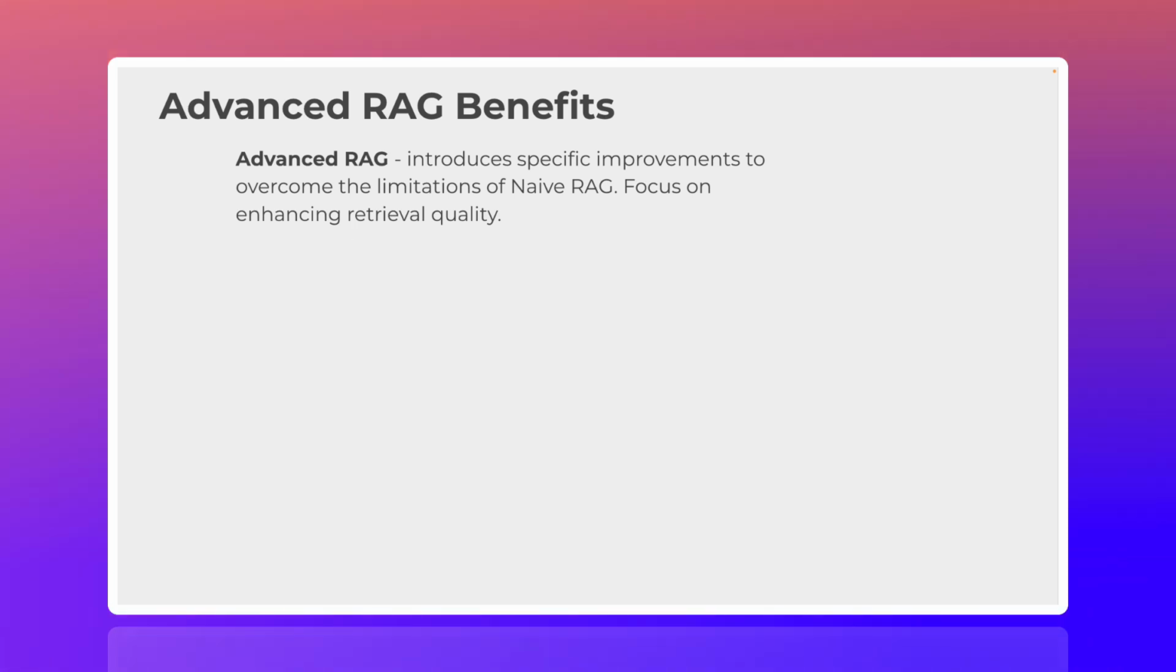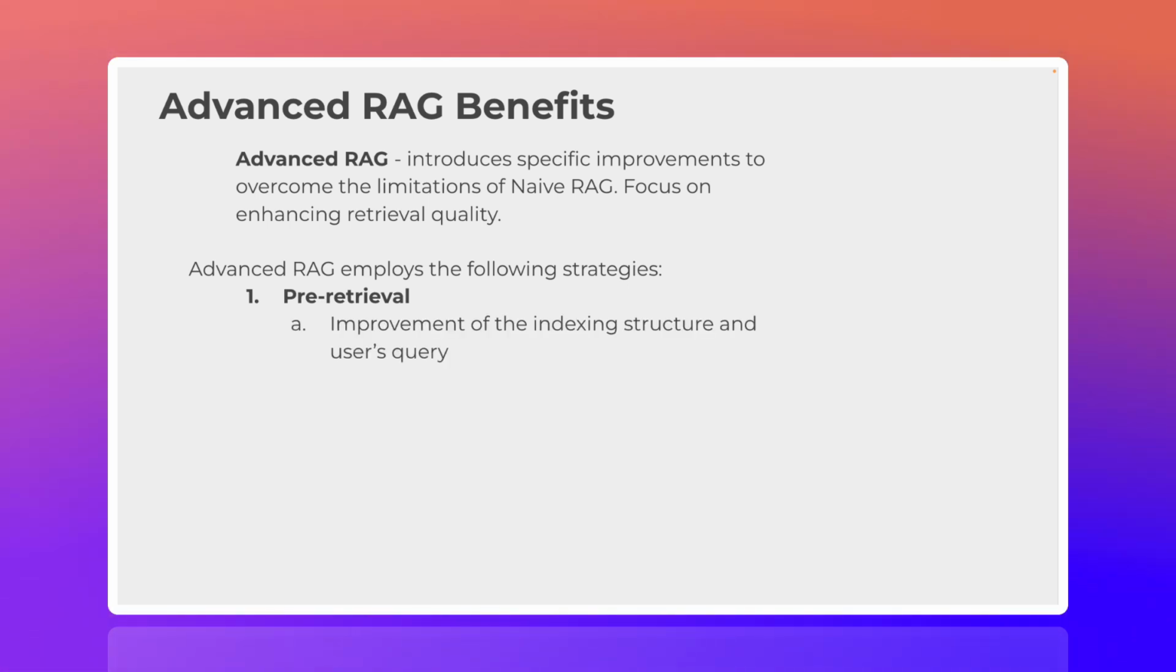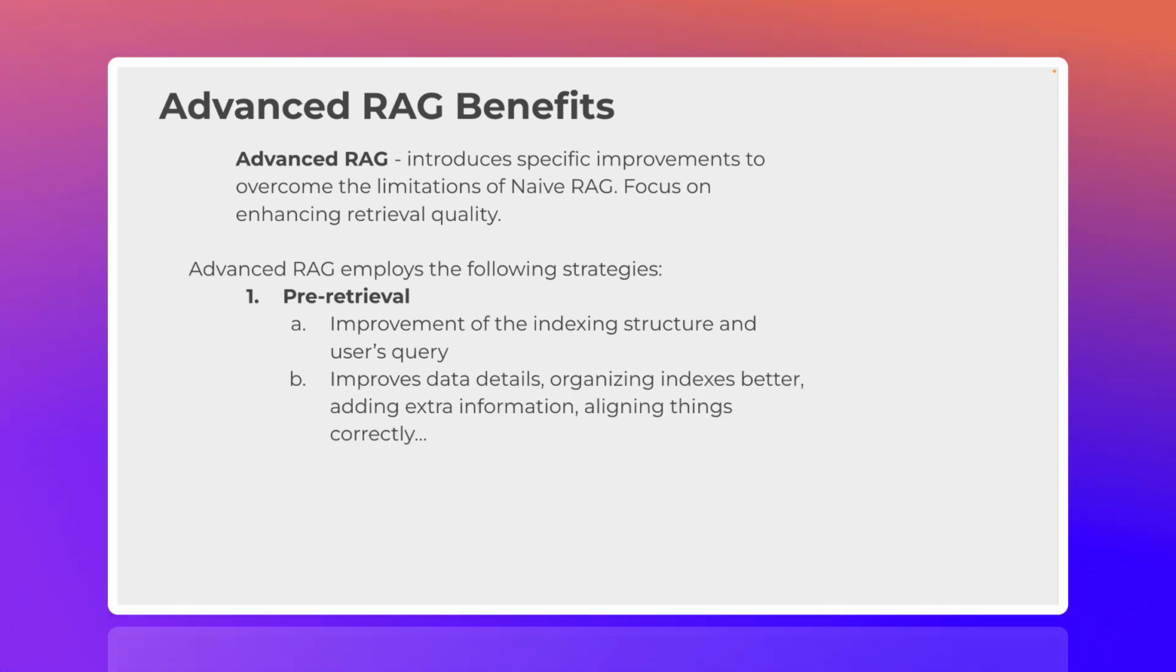The main goal here is that with advanced RAG benefits, we are focusing on enhancing retrieval quality. So advanced RAG employs the following strategies. The first one is pre-retrieval. The idea is to improve the indexing structure and user's query, because that is very important. If you don't have a good indexing structure and user's query, then everything else falls apart. And also, we're going to improve the data details, in this case, organizing indexes better, adding extra information, augmentation, and aligning things correctly.